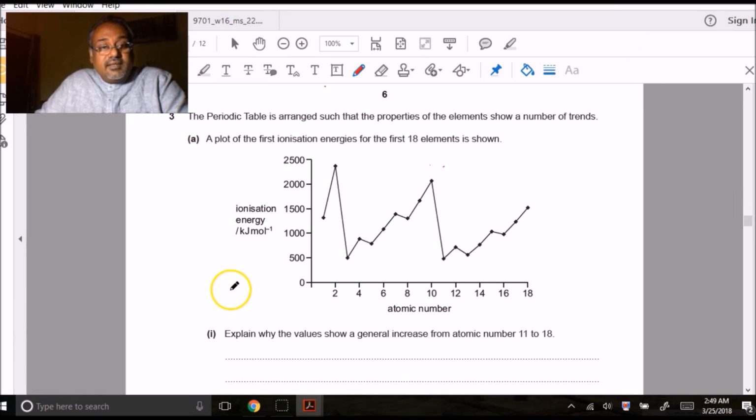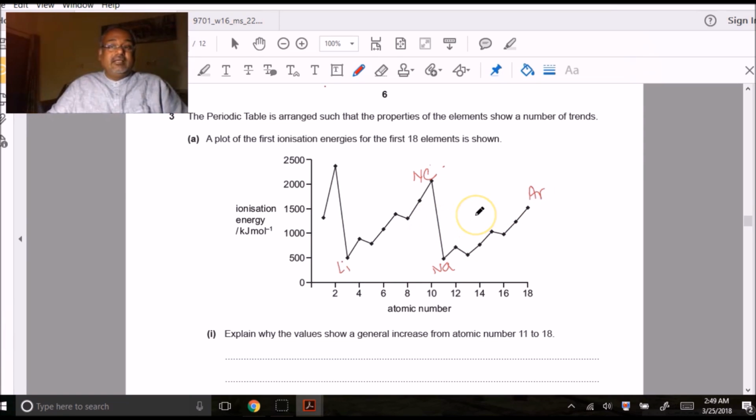Okay, let's have a look at question number 3. This question is from your topic 2, ionization energy trends, and what we're looking at is how the ionization energy trends move in a period when you go from left to right. This is basically lithium, period number 2, lithium going to neon, and then this is sodium starting period number 3 going up to argon. So that's something that you study in topic 2.